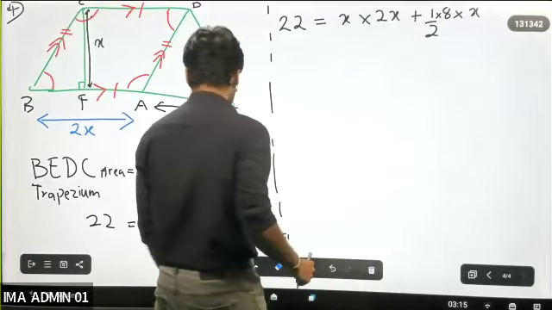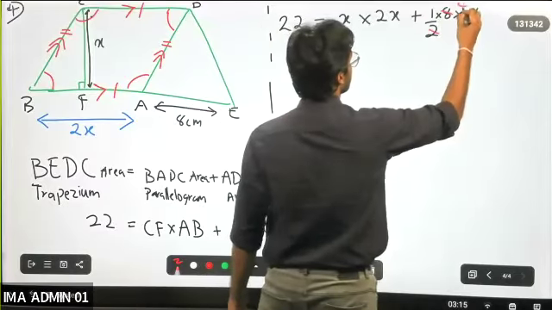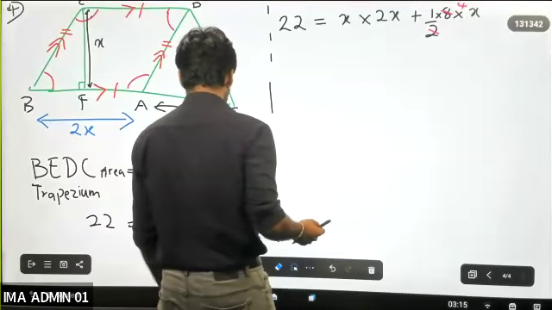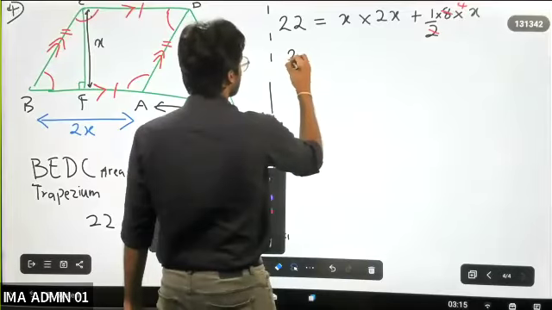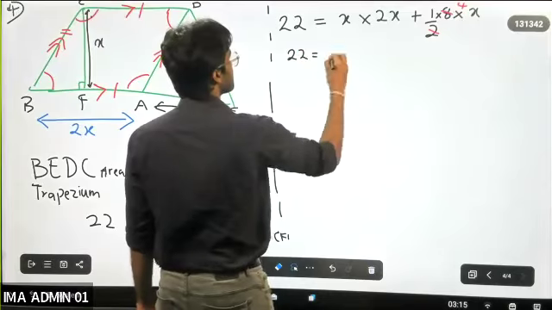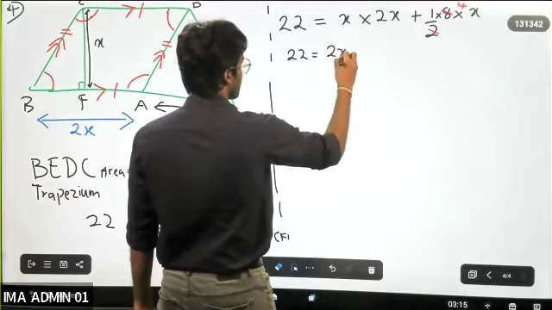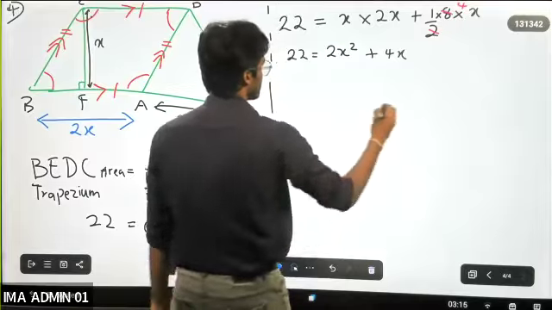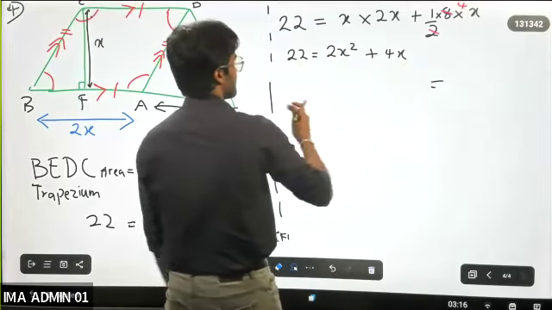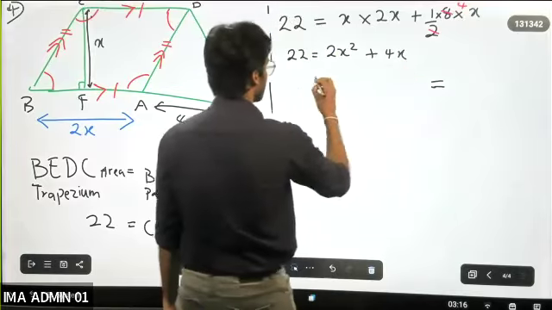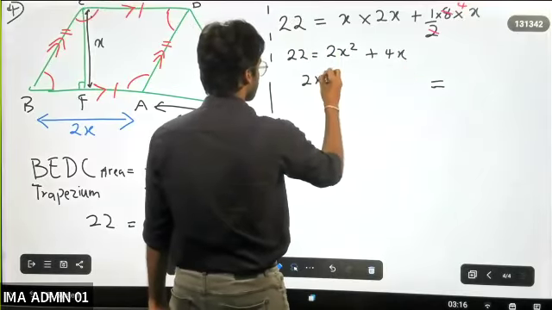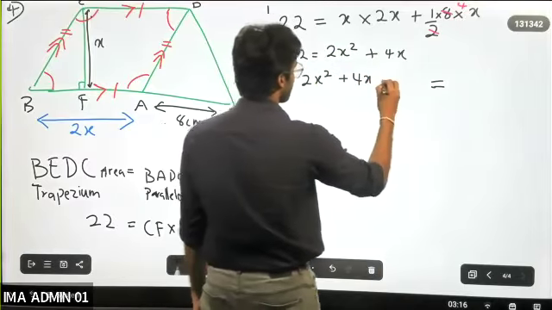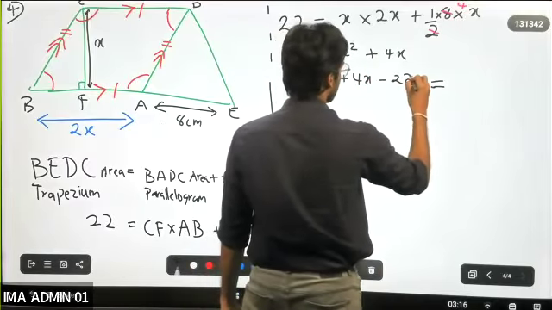So I could take a 4 here. Yeah, that's it. So 22 is equal to 2x squared plus 4x. I'll make this neat by getting these x-related terms to the left side. So 2x squared plus 4x. Here when it comes to the other side it would be minus 22.